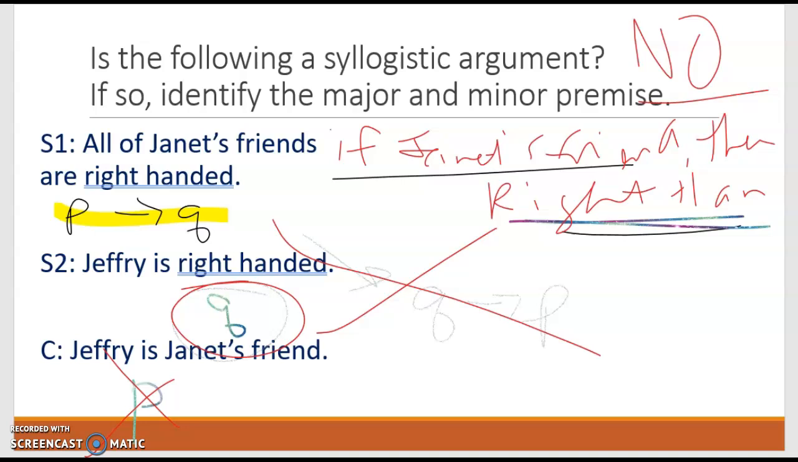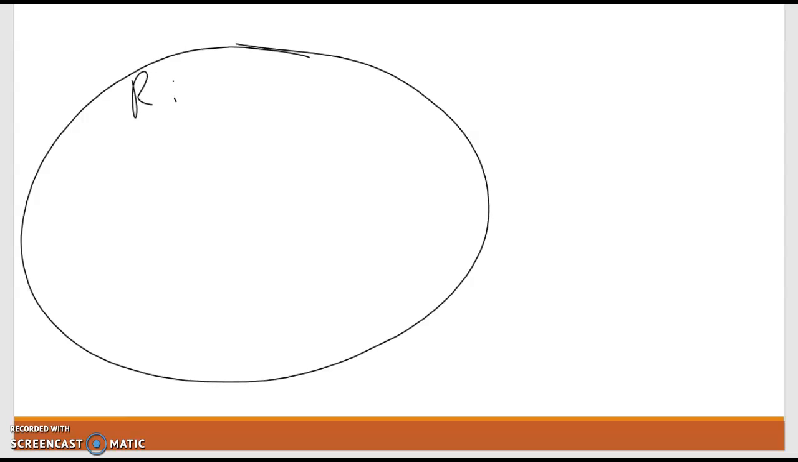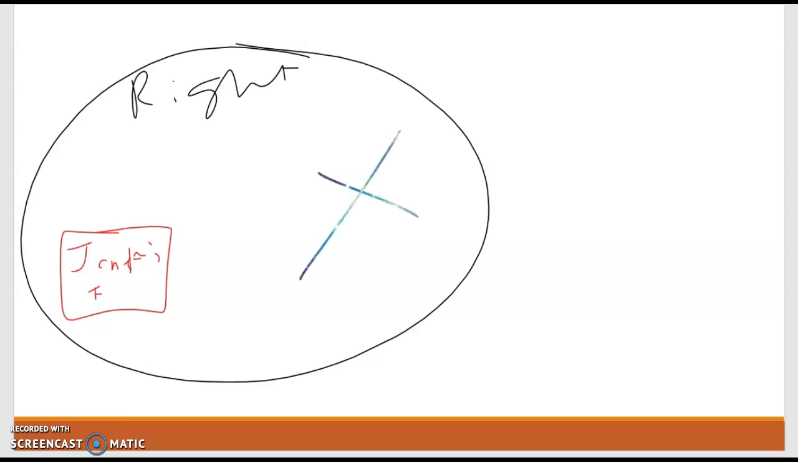So no. And if you think of this in terms of a diagram, if these are all of the right-handed people in the world, the black circle is right-handed people. And we know that all of Janet's friends, so this is Janet's friends here, all of Janet's friends are right-handed. So when it says Jeffrey is right-handed, great. Jeffrey could be out here, or he could be Janet's friend, but we don't know that. Because it's possible that Jeffrey exists in the right-hand world without being Janet's friend, that is not a syllogistic argument.